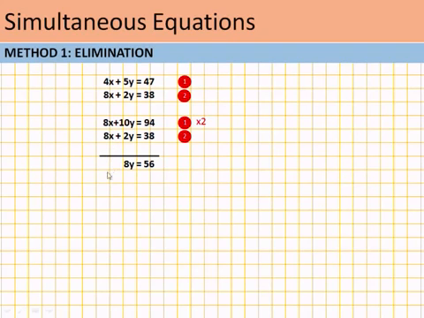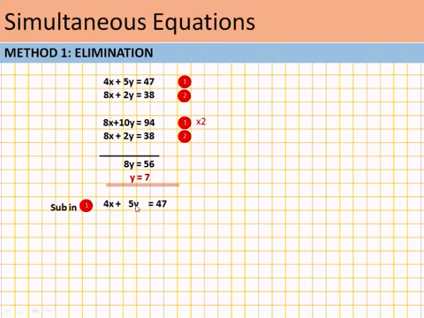8x minus 8x is nothing. 10y minus 2y is 8y. And 94 minus 38 is 56. So that leaves us with the x's having been eliminated, and we're just left with 8 times y equals 56. Well, if 8 times y is 56, then divide everything by 8, y must be 7. And once we've worked out what y is, we can figure out what x is.